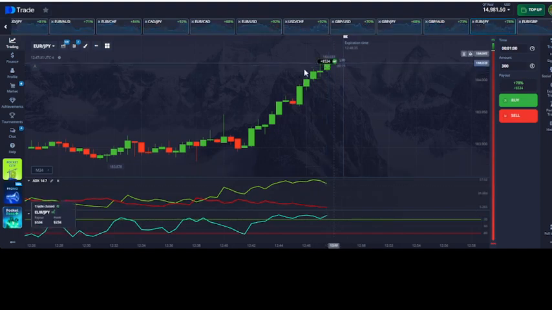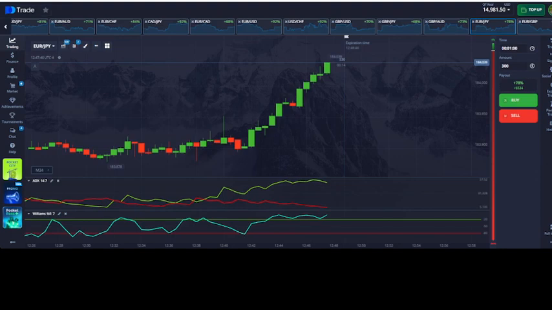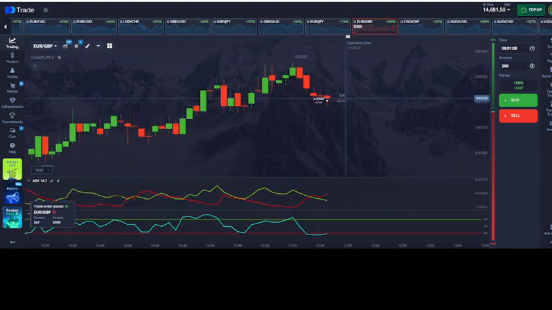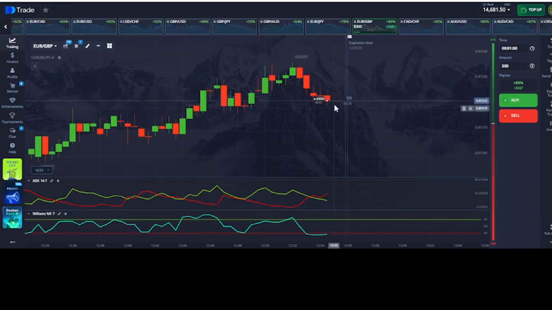Okay, so that trade was in the money. All right, so I'm going to pause the video and look for the next setup. Okay, so I'm on the Euro Great British Pound currency pair, and I just took a sell trade here.